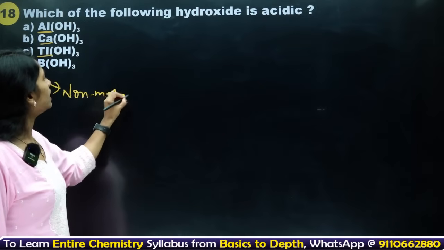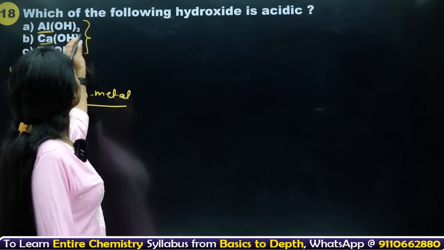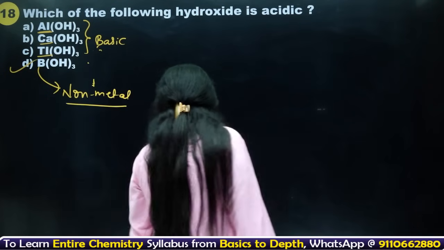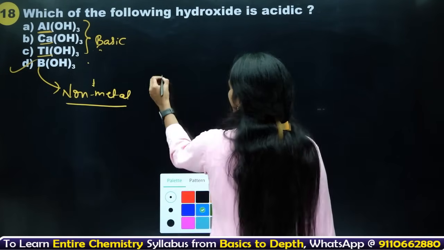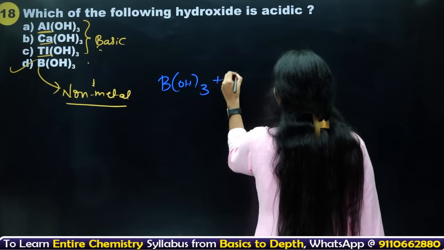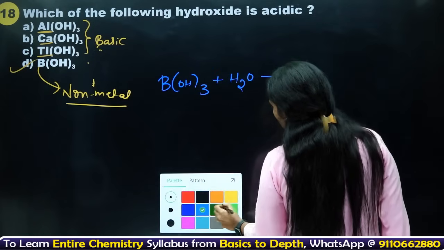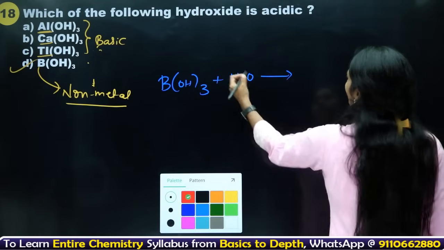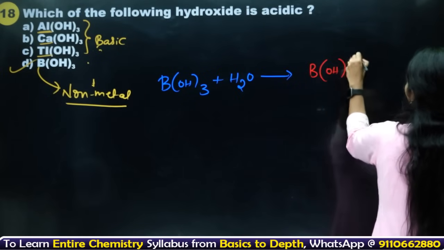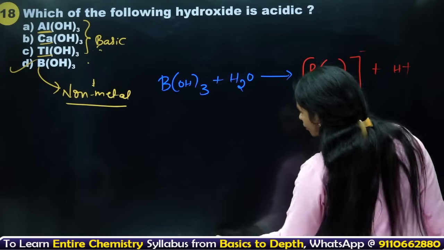So, non-metal hydroxides are acidic in nature. Metal hydroxides are, tell me, basic in nature. That is the reason, if you observe B(OH)3, if you put it in water, what will happen is it absorbs one of the OH minus ions and forms B(OH)4 minus, and it releases H plus ions.